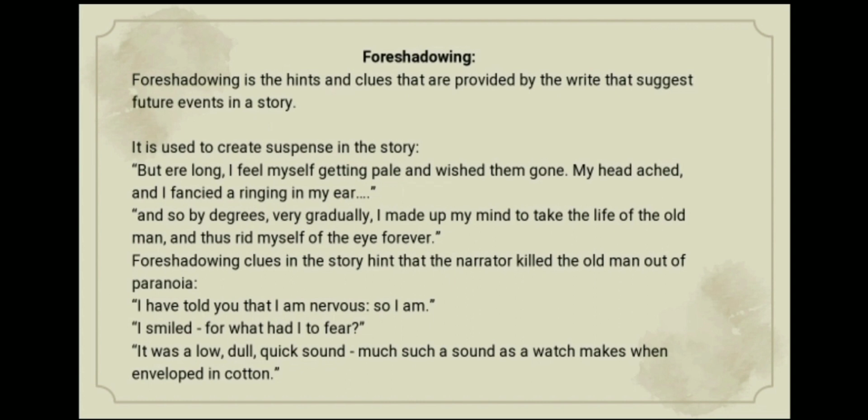In the line, "And so by degrees, very gradually, I made up my mind to take the life of the old man and rid myself of the eye forever." Foreshadowing clues in the story hint that the narrator killed the old man out of paranoia.